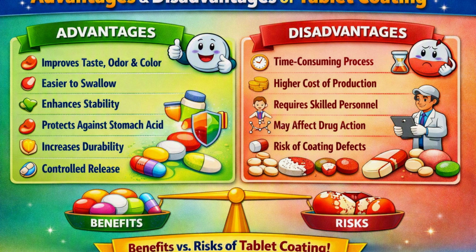Let's see some of the advantages and disadvantages. First, the advantages. It improves the physical properties of the tablet, which makes it easier to swallow, enhances stability, and also protects the drug from stomach acids. It also increases the durability of the tablet. Then the disadvantages: it is a time consuming process, the cost of production is high, it requires a skill set for producing these coated tablets, and it also faces the risk of coating defects.